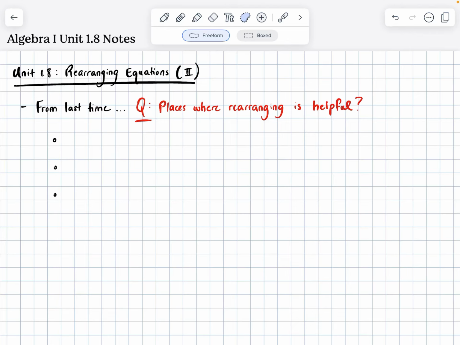The name of the game today, we're going to continue getting practice with rearranging our equations. So aptly so, the title of our lesson today, Class 8, Unit 1, Let's Talk, Rearranging Equations, Part 2.